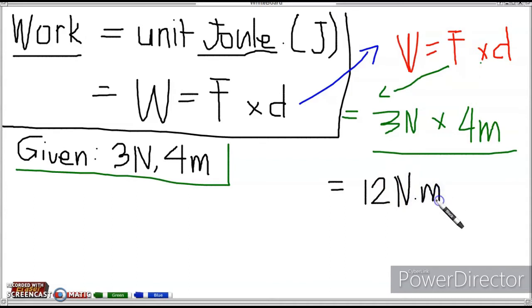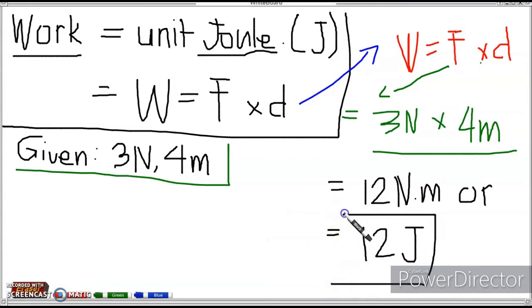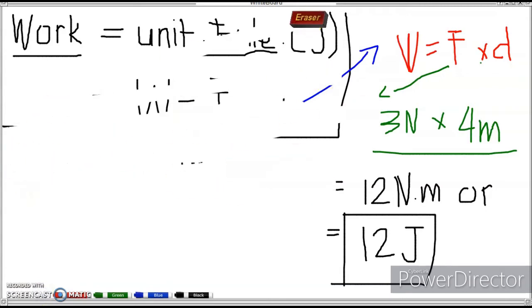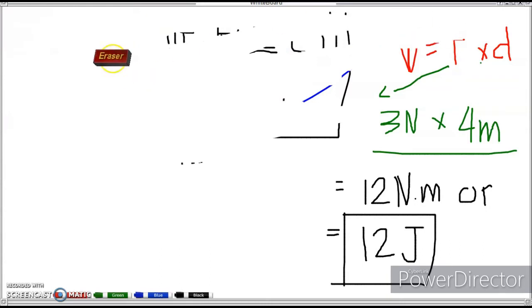meter. Okay. So the other unit for newton meter is joule. So we have a 12 joule. Okay. So meaning, if you have a 12 newton meter, it's also equivalent to 12 joule. So if you have 1 newton meter, it's also equivalent to 1 joule. Okay. So this is our answer. So, question? None? Okay. So, let's proceed to energy.